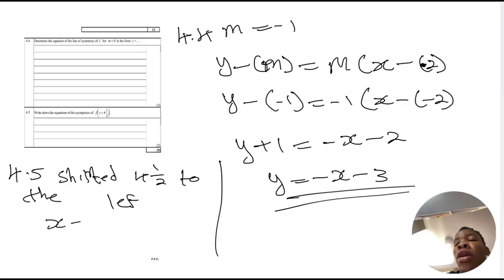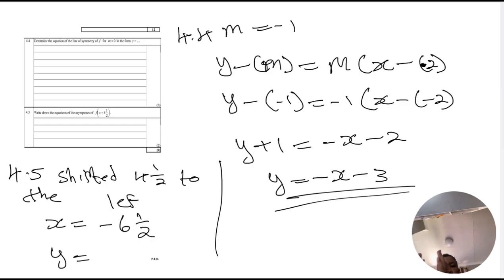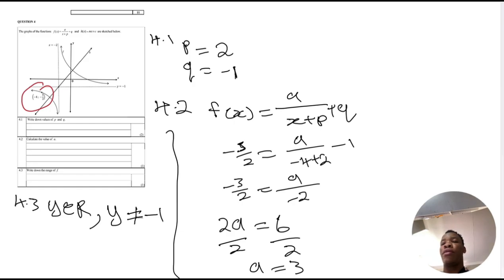Therefore, we'll have x equals -6 1/2. Then y is not affected since this is only on the vertical asymptote. The graph is shifting to the left. So we'll have y is equal to -1. It didn't change here. Here it is. So let's get to the next question.